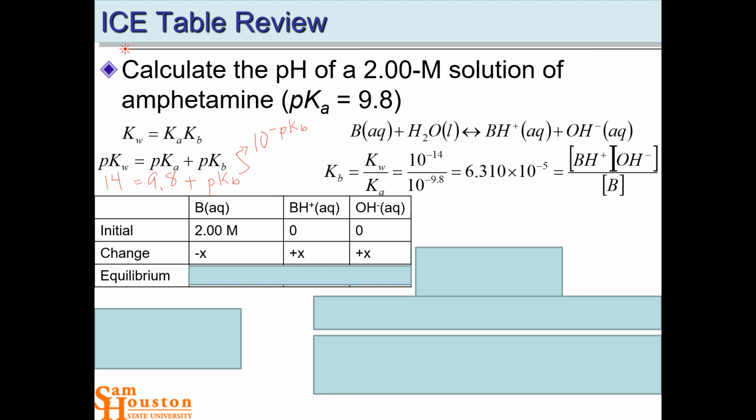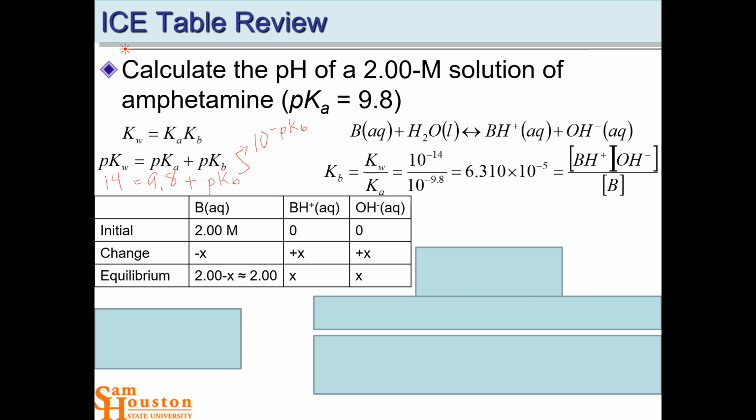If you had coefficients in front of any of these in the reaction, then they would be in front of the X's. So if we produce 2 products or 3 products, like 2 BH plus, then it would be a 2X. And so then at equilibrium, we have the initial, and the change gives us our equilibrium. So we have 2 minus X, and then we have 0 plus X and 0 plus X.